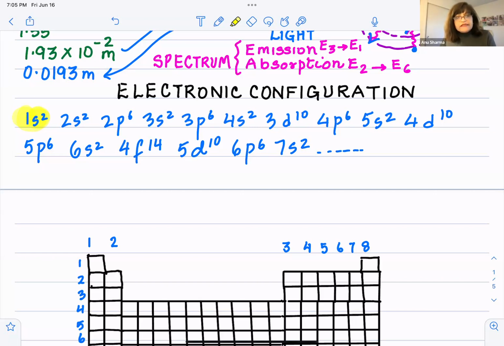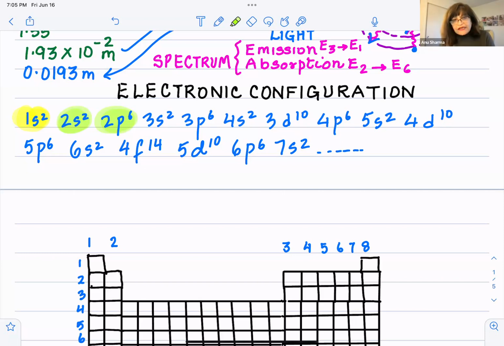The name of the orbital is s, and then those 2 electrons go there. Next is the second energy level. The second one is a bigger energy level, so it has 2s and 2p. These are the 2 subshells. So the names of the subshells and the names of the orbitals match. So 2s subshell and 2p subshell, right? And 2s, so these are the orbitals also.